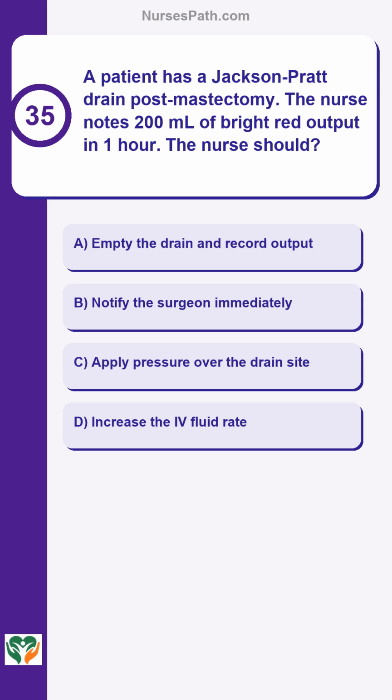Question 35. A patient has a Jackson-Pratt drain post-mastectomy. The nurse notes 200 milliliters of bright red output in 1 hour. The nurse should empty the drain and record output. Notify the surgeon immediately. Apply pressure over the drain site. Increase the fluid rate.